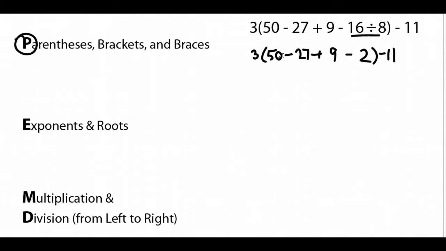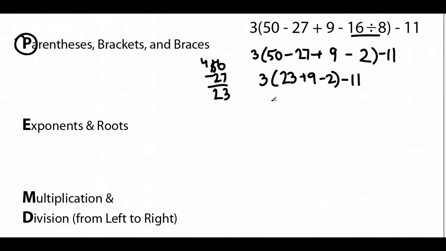And now we move from left to right, adding and subtracting, because we're done with our multiplication and division. And so I say 50 minus 27. I can come over here and subtract. This becomes a 4, this becomes a 10, 3, 23. 23 plus 9 minus 2. Drop down the 3 and the minus 11.